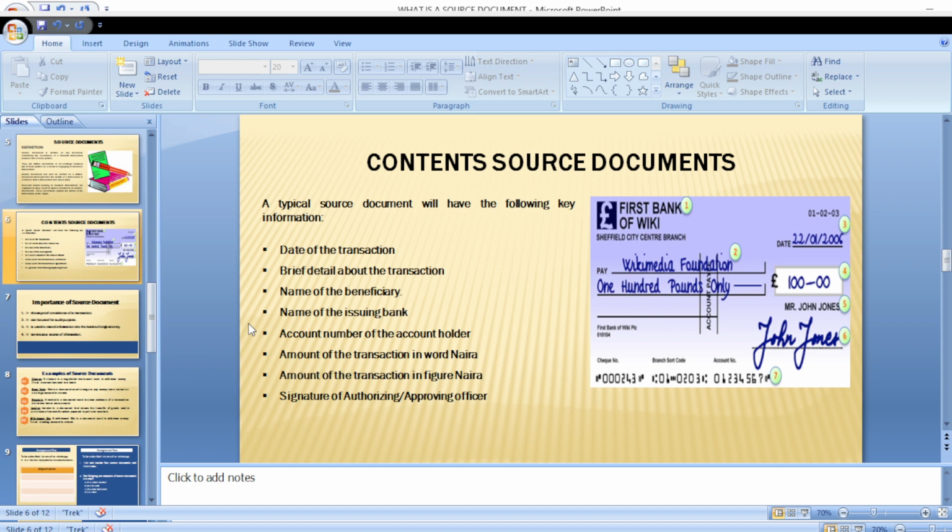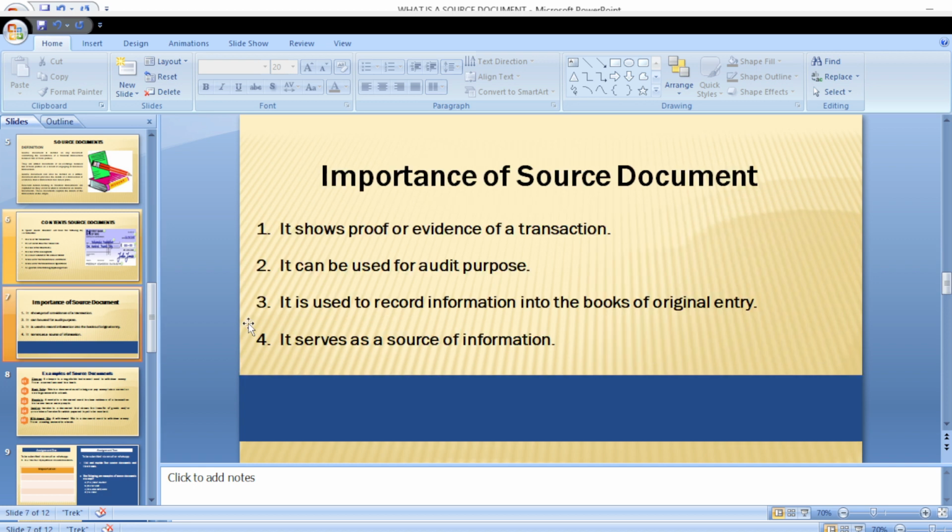So if you look at other checks, you may find similarities in everything that we've just discussed now. Now let us consider the importance of source documents. What is the importance of source documents?